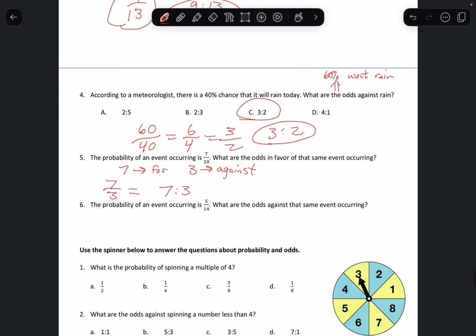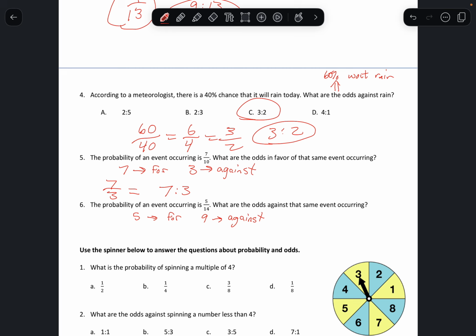All right, next problem. The probability of an event happening is 5 out of 14. What are the odds against that same event happening? Again, we can do the same thing. If the probability of the event happening was 5 out of 14, we can do some simple math there. That means 9 times it was against. 5 out of 14 probability means 5 for and 9 against.